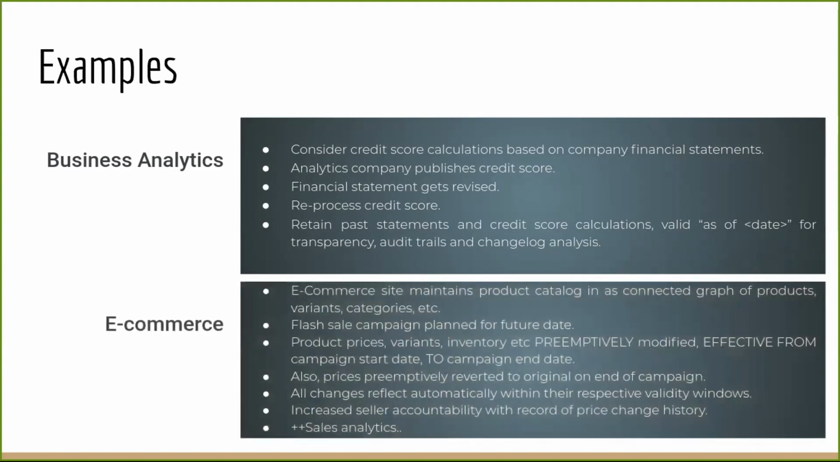Second example can be in the domain of e-commerce. So e-commerce sites maintain their product catalogs, and there are a lot of inbuilt relationships, products connected to categories, products having their variants, products tracking their inventories, and so on and so forth. Now let's say that the e-commerce website is planning for an upcoming flash sale, and for that flash sale, they want to alter product prices, and they probably want to play around a little bit with the available variants that are there in the inventory for the duration of the sale.